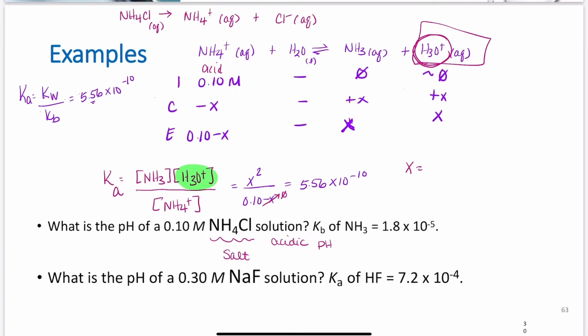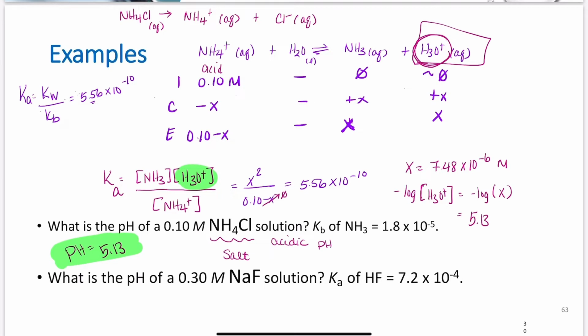My concentration of x is equal to 7.48 times 10 to the minus 6 molar. The negative log of my hydronium concentration is the negative log of x, and this gives me a value of 5.13, which means that the pH here is equal to 5.13. I want you to ask yourself, does that make sense? Does it make sense that an ammonium chloride solution has a pH of 5.13? Yes, it does, because ammonium is a conjugate acid of a weak base, which means it's causing the pH to be acidic.